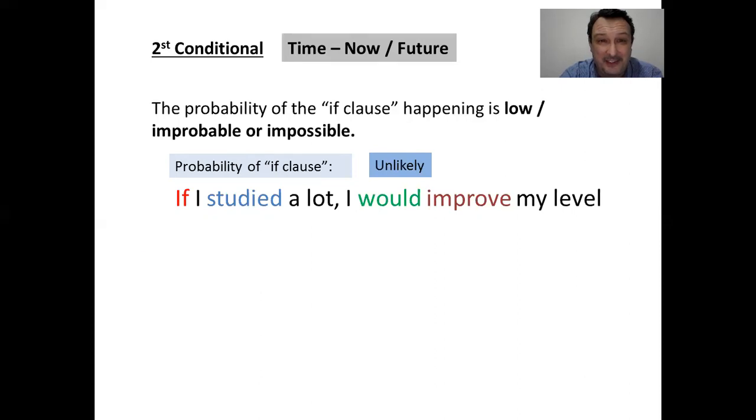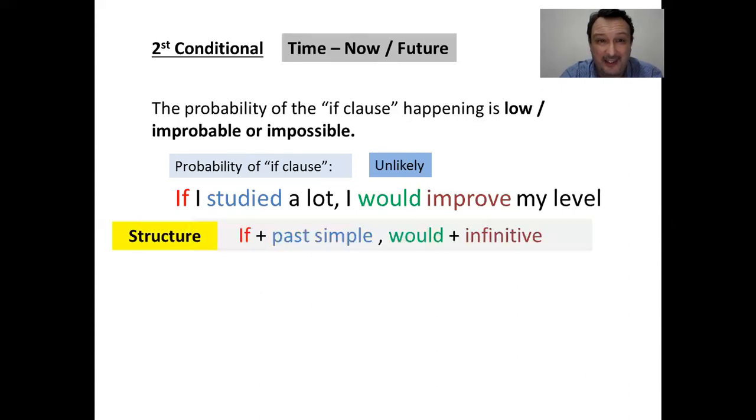Okay, so the second conditional has the following structure. We have if, and then the past simple, and then instead of will, we use would. Now here, don't forget, we're using the verb in the past simple, but we're not talking about the past. We're talking about now or the future. The difference with the first conditional is that the probability is low, improbable, or impossible.